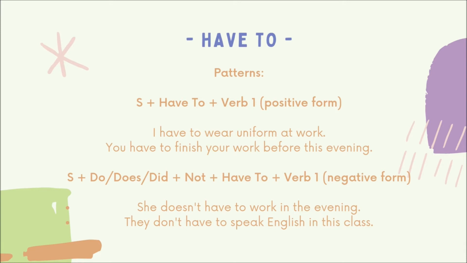Okay, the next is modal verb have to. There is a pattern that we can take. The positive form: subject plus have to plus verb one. The examples: I have to wear a uniform at work. You have to finish your work before this evening. The negative form: subject plus do/does/did plus not plus have to plus verb one. The examples: she doesn't have to work in the evening. They don't have to speak English in this class.